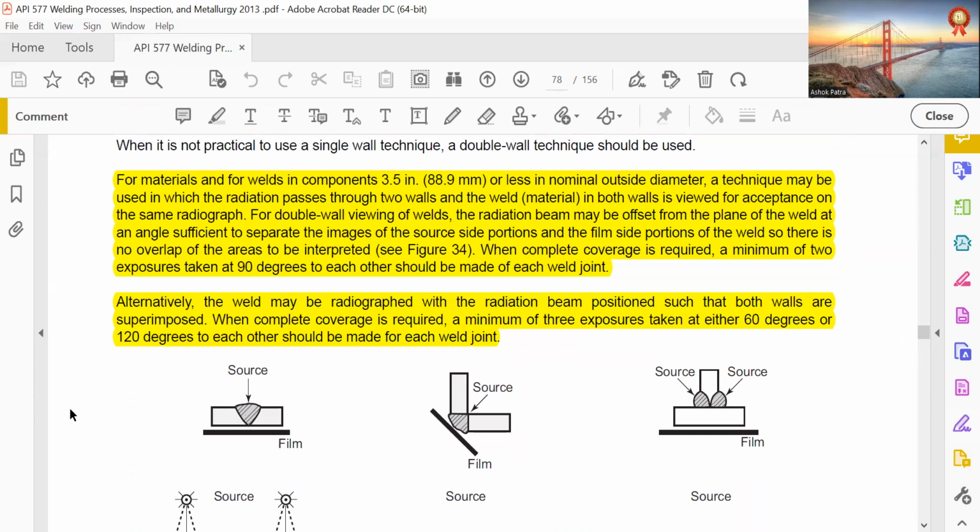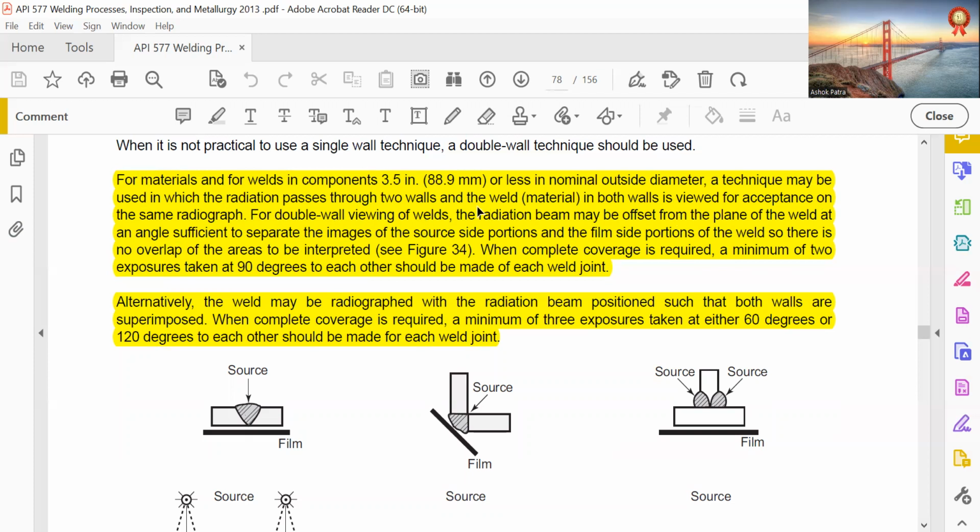Double wall technique. For materials and welds in components 3.5 inch or 88.9 mm or less in nominal outside diameter, a technique may be used in which the radiation passes through two walls and the weld material in both walls is viewed for acceptance on the same radiograph.